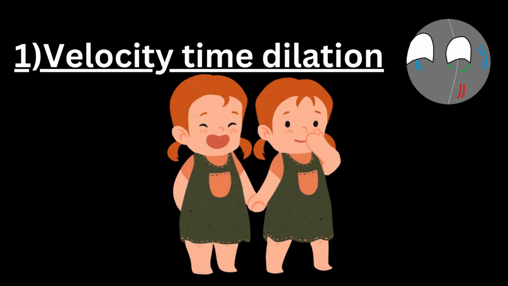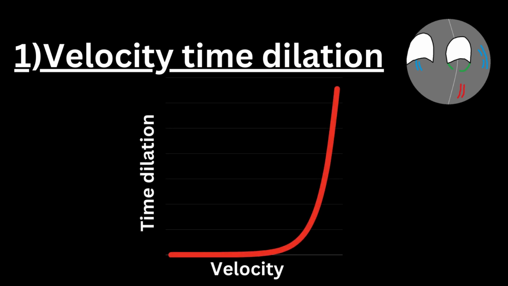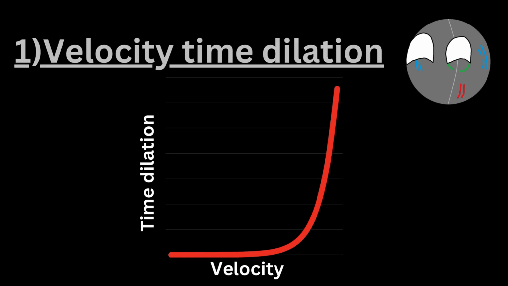So this is a classic example of the twin paradox. This example just quickly tells that the closer to the speed of light, the slower time feels for the person going at that speed. And also this is an exponential curve, as you can see in the bar graph given here.